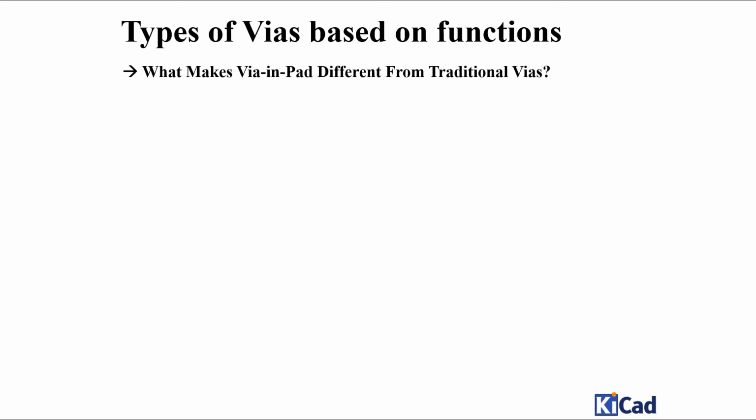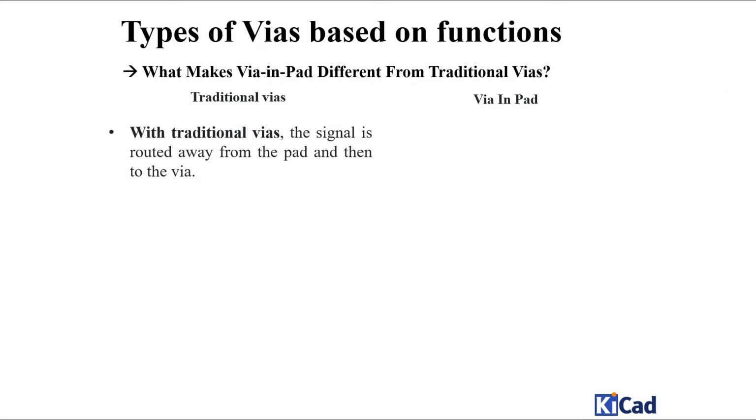So now we will do a comparison between the via in pad and the traditional via. So we will discuss traditional via and via in pad. In traditional via, the signal is routed away from the pad and then to the via, while in via in pad, the drill hole for the via is inside the pad.